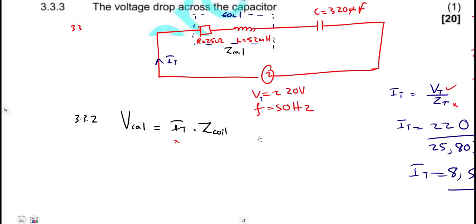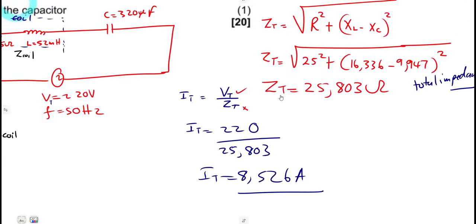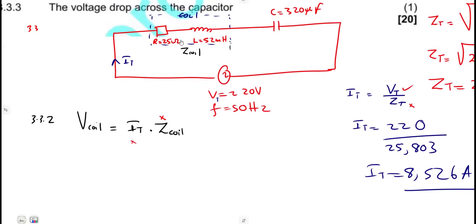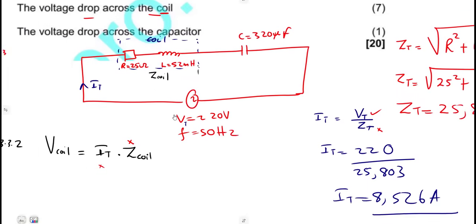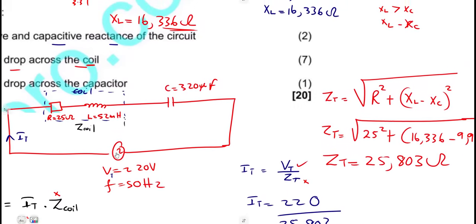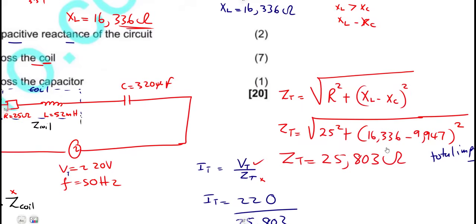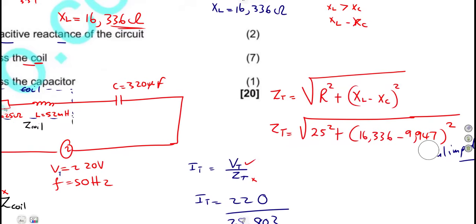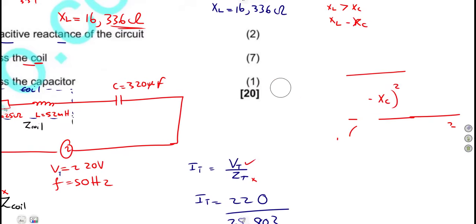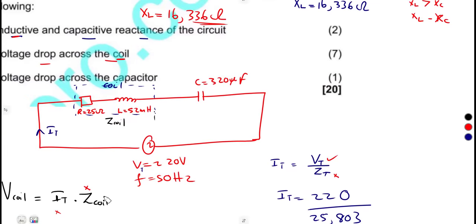We need it here. And the impedance of the coil we do not have. We calculated the total impedance, not of the coil. The coil comprises the resistor and the inductor. Guys, be very careful about that. So here you must be very careful. Let me erase this, our total impedance, as we now have it. So here you need that of the coil.